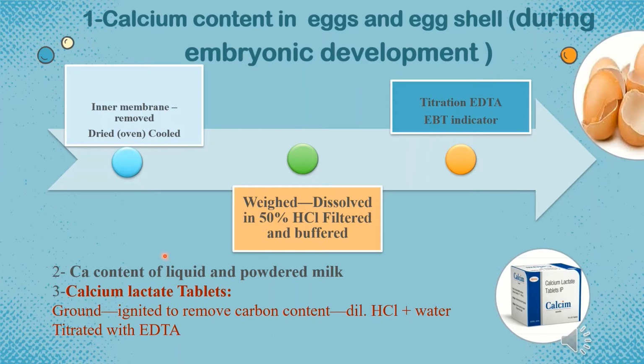The second application is determining the calcium content of liquid and powdered milk, and the procedure is totally the same. And the third sample is calcium lactate tablet. These tablets are first ground and finely powdered, and then they are ignited to remove free carbon and then mixed with dilute HCl and water. The rest of the procedure is the same, and EBT can be used as an indicator.